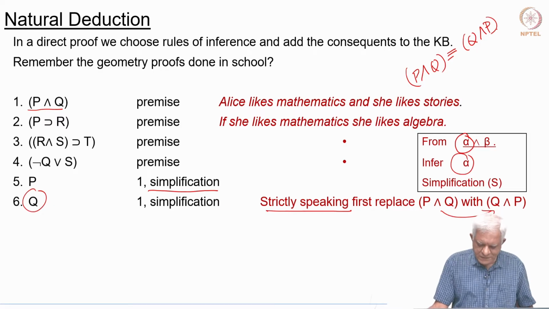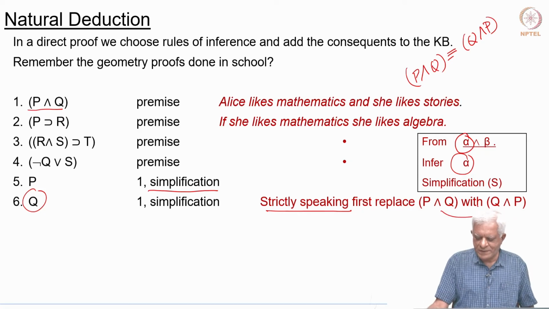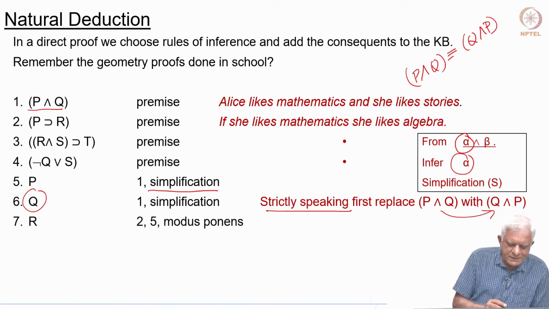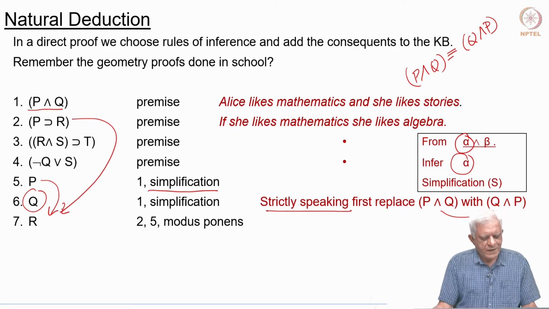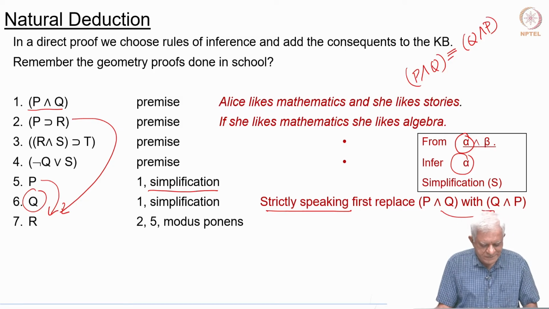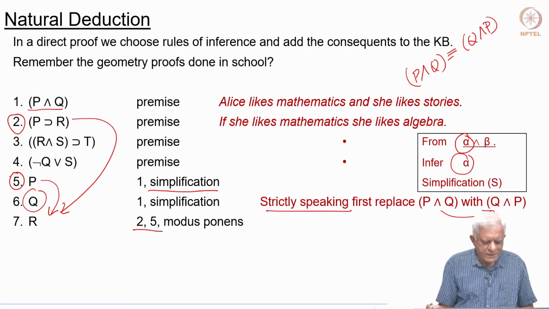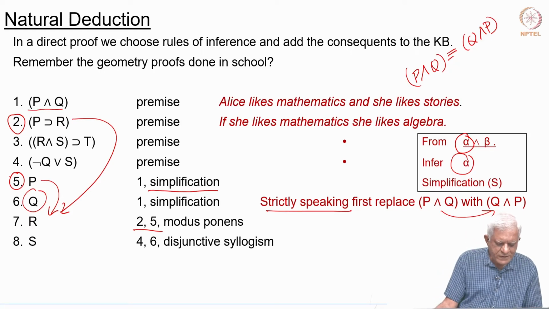The program of course will not work. If you are writing a program, then you would have to introduce this step of adding this new formula Q and P. Then we have R. How do we get R? Well, we have P here and we have P implies R here. So, modus ponens and we get R. That is what we have written here from 2 and 5. So, 2 is here and 5 is here, and then we apply the modus ponens rule and we got it. Likewise, from 4 and 6 we got S.